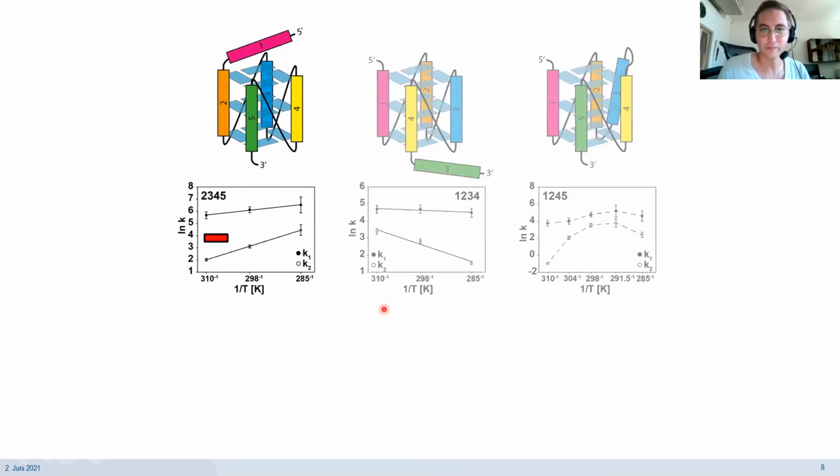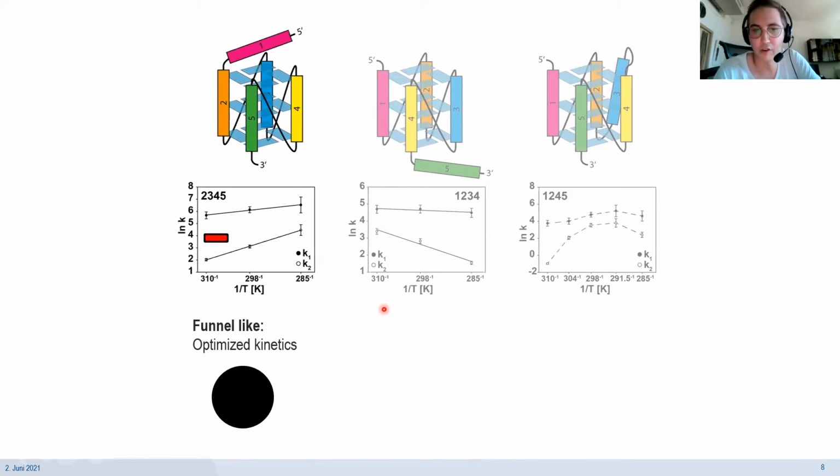So the first case is quite easy to explain. Here you have the single conformation with a negative activation energy barrier for both rate constants. And this can be easily explained if you imagine that this conformation is going down the black slope. So you have really optimized kinetics. You just go down the folding pathway. You don't have a measurable population of any on- or off-pathway intermediates. And this follows kinetics you would typically expect for protein folding, which is a funnel-like folding mechanism.